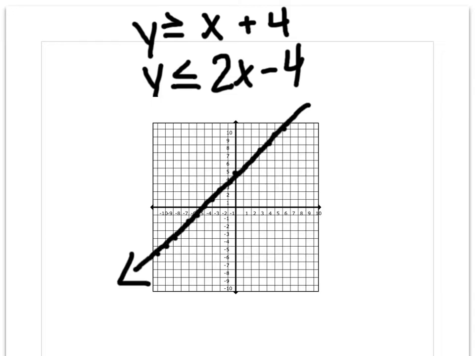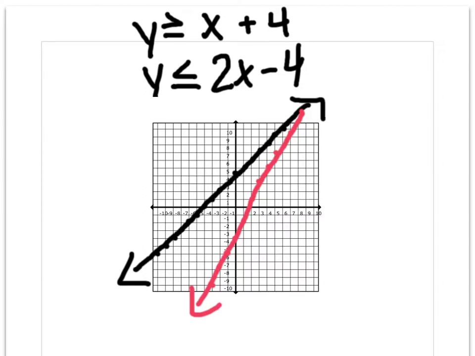So we have this line. And then now we have y is less than or equal to 2x minus 4. So we start at negative 4 and we go up 2 over 1, up 2 over 1, up 2 over 1. Could also go down 2 and left 1. So we have this line. Okay.